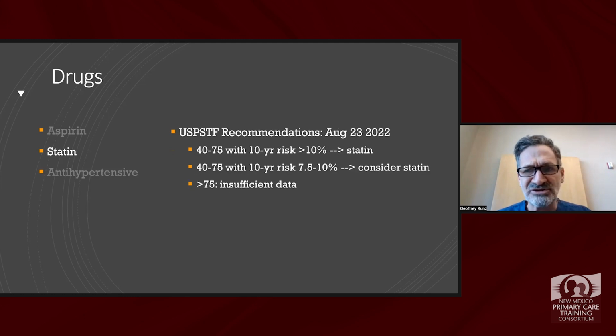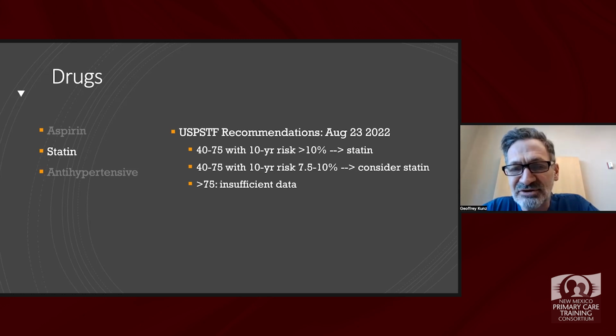So recommendations: these are the updated Preventive Services Task Force recommendations from late last year. For anyone 40 to 75 years old that has greater than a 10% 10-year risk of a cardiovascular event, based on that calculator, a statin is recommended. Slightly lower risk, intermediate range, 7.5 to 10%, consider a statin. And again, this is where patient preference comes into play.